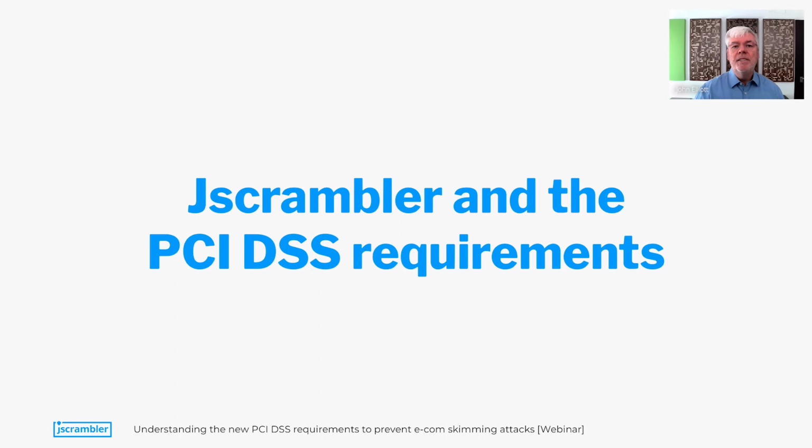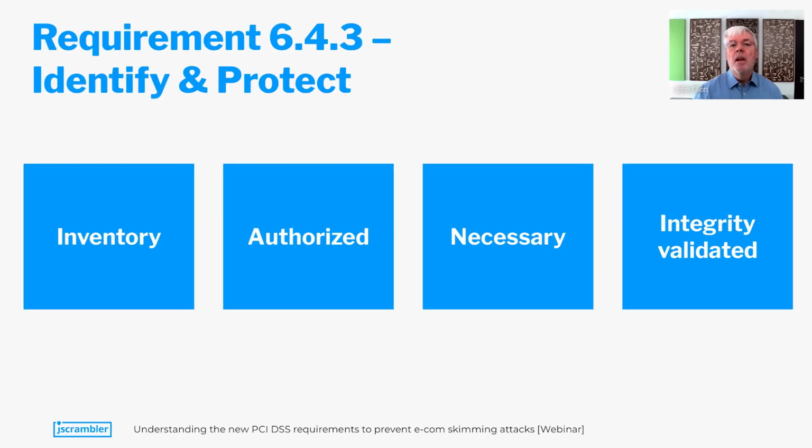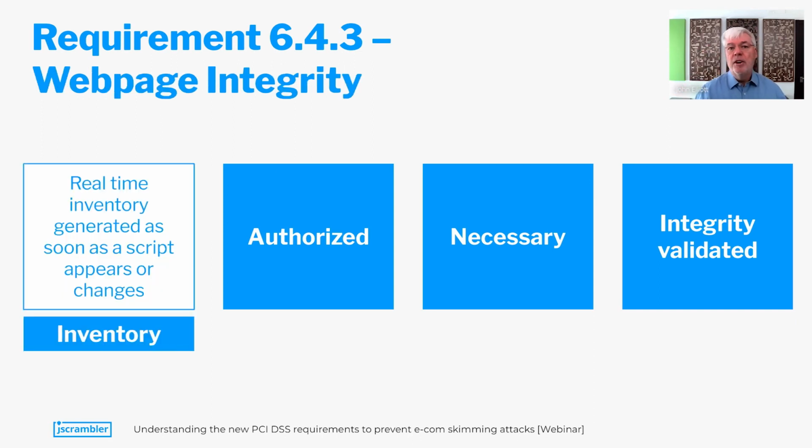Okay, now let's see how Jscrambler matches up to the new PCI DSS requirements. Remember that requirement 6.4.3 is all about identifying and protecting JavaScript and has got 4 main requirements, which are maintaining the inventory, that scripts are authorized, that the justification of necessity is recorded, and that you validate their integrity. In respect of the inventory, web page integrity generates an inventory in real time as it sees a new script or it detects a change. The inventory is updated.